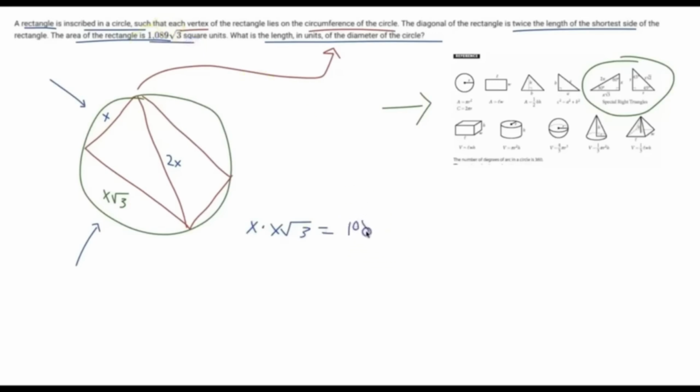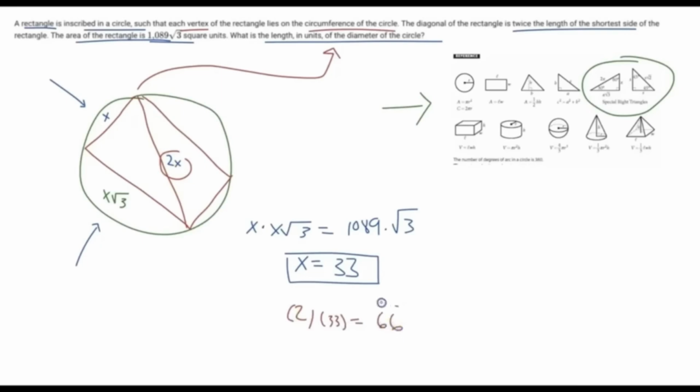So 1089 multiplied by square root 3 square units. And all we have to do now is solve for x. So you can plug this right into Desmos, and it'll give you an answer of x equals 33. And so now that we know what x is, all we have to do is plug it in here, right? So x is 33, so we know one of the side lengths is 33, but that diameter is that diagonal of the rectangle. And the diagonal of the rectangle is 2x. And so 2 times 33 gives us 66 as our final answer.